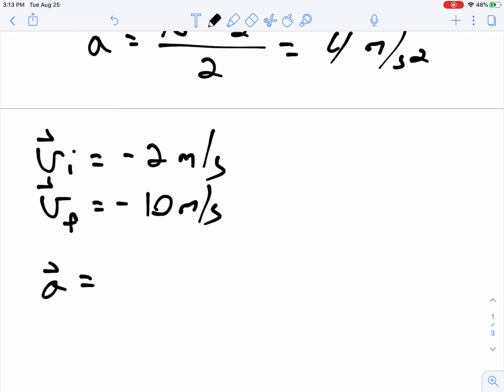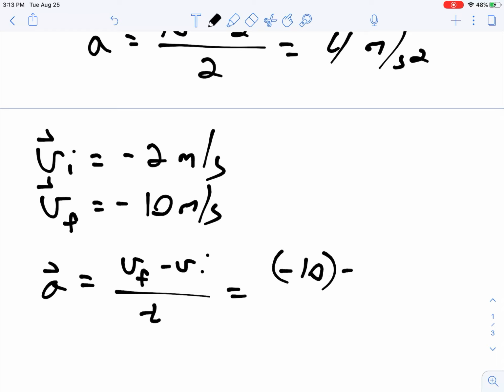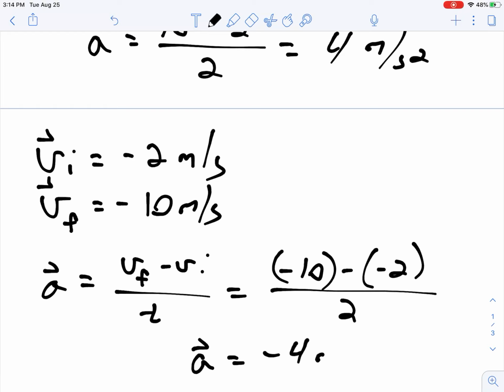Our acceleration is going to be change in velocity, so v final minus v initial over time. And that's going to be my final velocity, which is negative 10, minus my initial velocity, which is negative 2, divided by 2. That gives me negative 10 minus negative 2, which is negative 8, over 2, which is negative 4 meters per second squared. Well, that's an example of an acceleration that's negative.